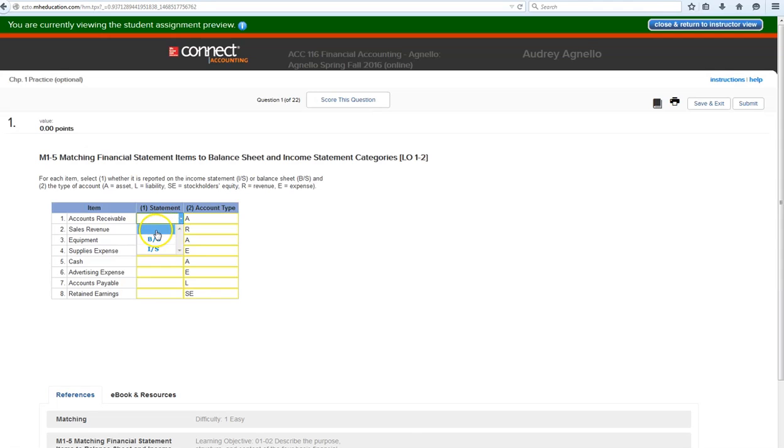So let's see which ones we have here. Here's a revenue. That's going to go on the income statement. Supplies expense goes on the income statement. Advertising expense goes on the income statement. Only revenues and expenses go on the income statement. The balance sheet formula is assets equal liabilities plus owner's equity. So anything that's an asset, a liability, or stockholders' equity goes on the balance sheet. The balance sheet formula is the accounting equation.